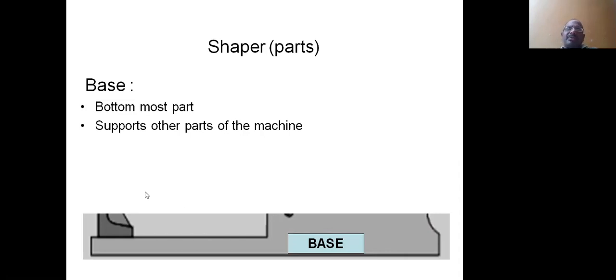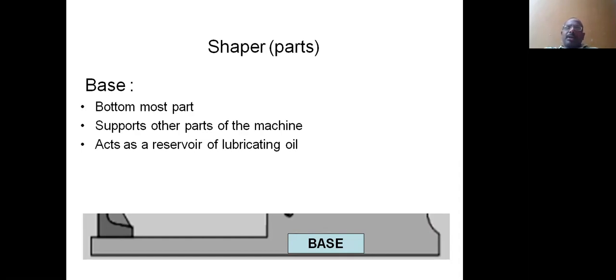So now the function of this base is that it supports the total parts of the machine. Here it represents the other parts, not only other parts, the total components or the complete unit of the shaper is simply mounted over this base. That means the base supports the entire unit or the remaining parts of the shaper.